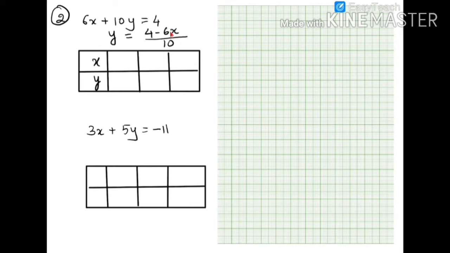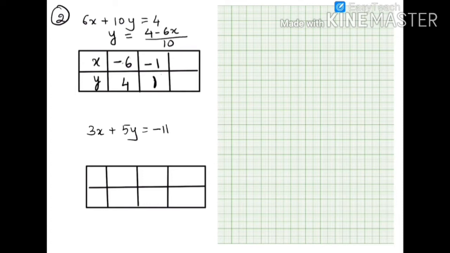Now choose values of x such that the numerator is a multiple of 10. So let's take x as minus 6. The numerator will become 40, and 40 divided by 10 is 4. Let's take the next value of x as minus 1. The numerator will become 10, and 10 divided by 10 is 1. Now observe that when we increase x by 5, the corresponding value of y decreases by 3.